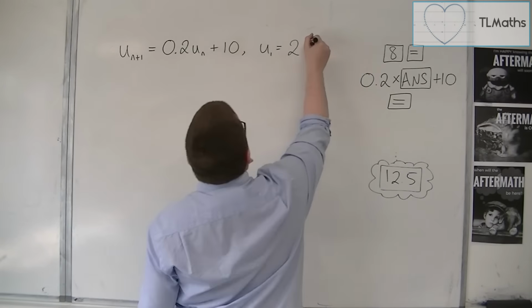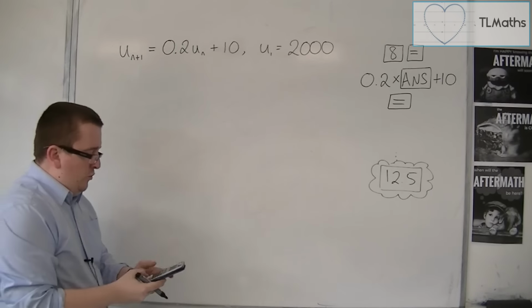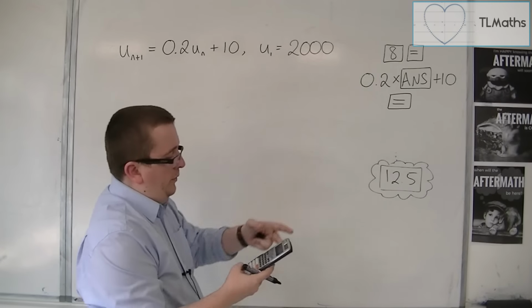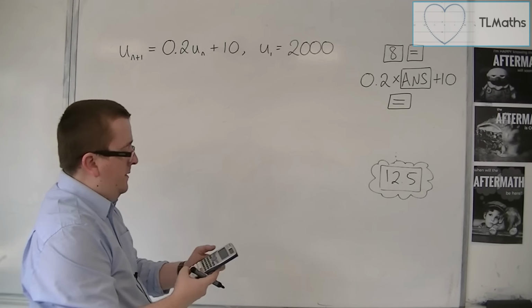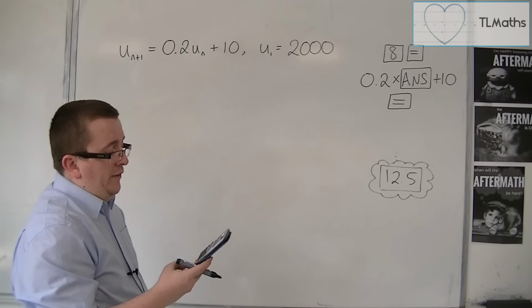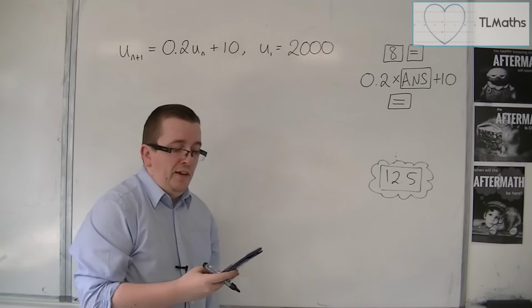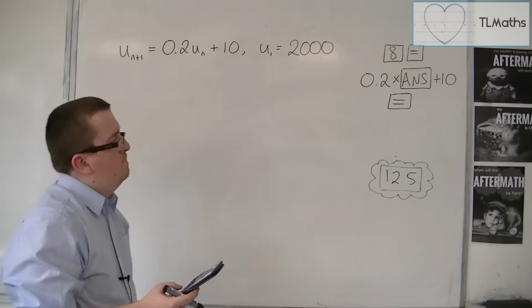Maybe we should try the number 2000, for example. So 2000, then press equals, then 0.2 times the answer key plus 10. Then just keep pressing equals. And once again, you should find that eventually, after pressing equals enough times, you come across 12.5 again.